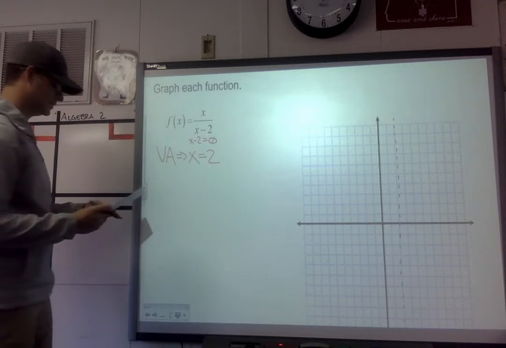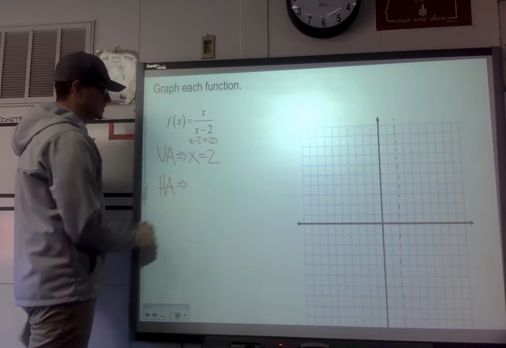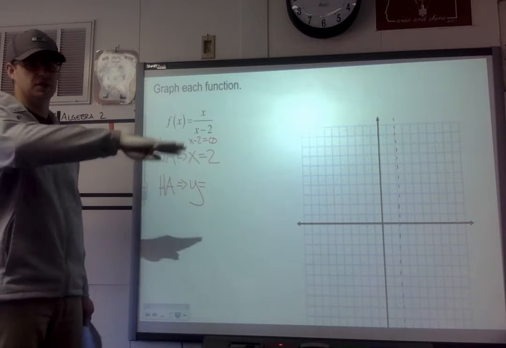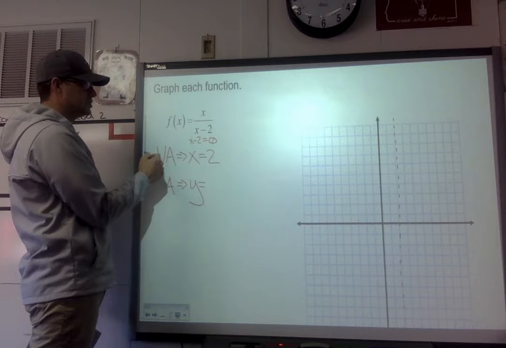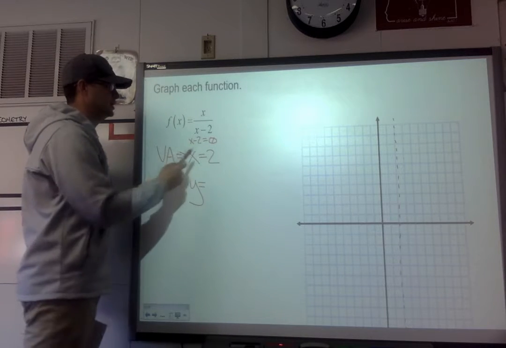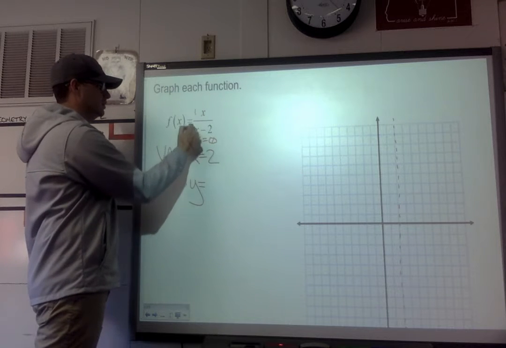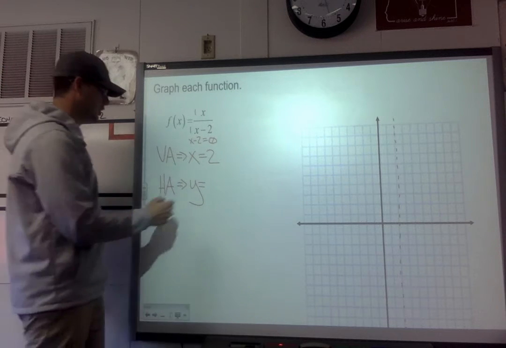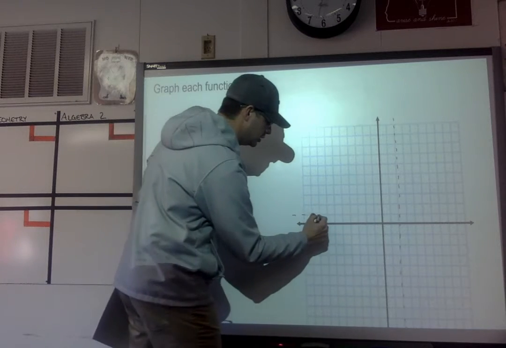Then we need to find our horizontal asymptote. A horizontal asymptote will be in y equals form because horizontal lines are always y equals. Now we take the ratio of our leading coefficients. Again, the leading coefficient is the number in front of the highest value of x. So here leading coefficients are both 1. Ratio 1 over 1 is 1. So our horizontal asymptote would be at y equals 1.